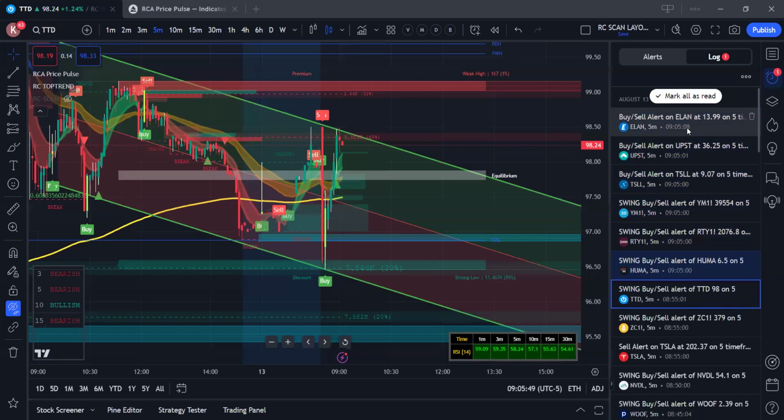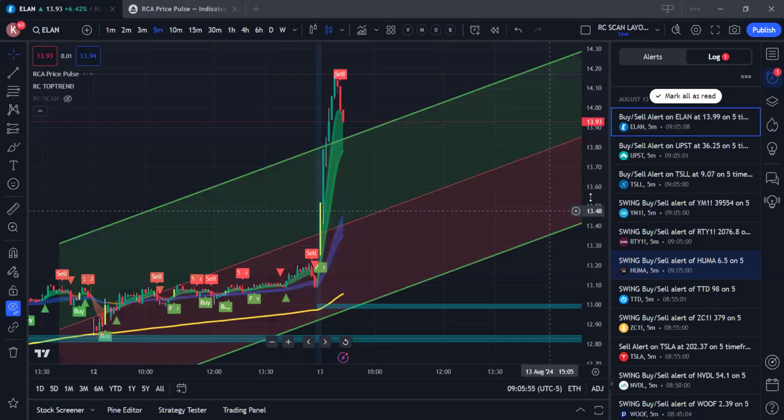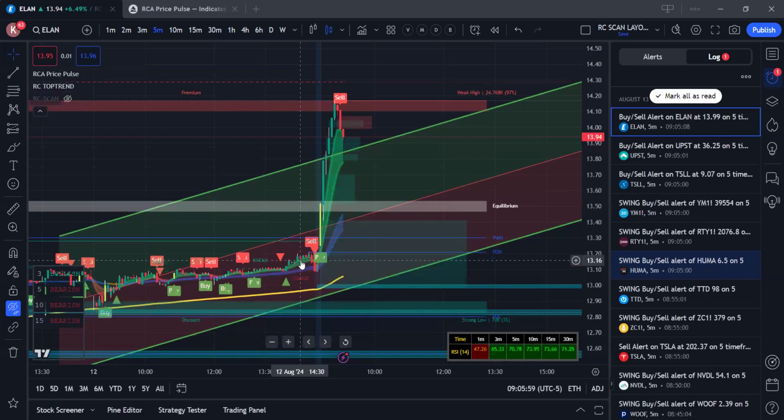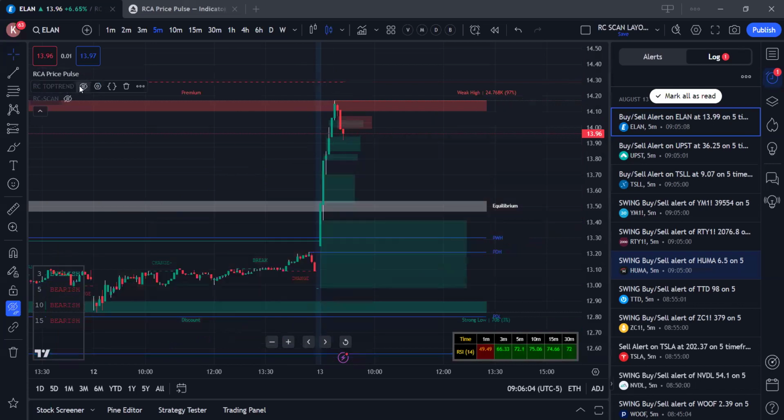Okay, now we got some alerts on these signals, whichever I kept on. Buy sell alert on alarm. So we got a sell, so it went all the way to the premium zone, right? If you see here, this is the discount area, this is the midpoint, this is the premium area. It went all the way to the top and then started dropping.